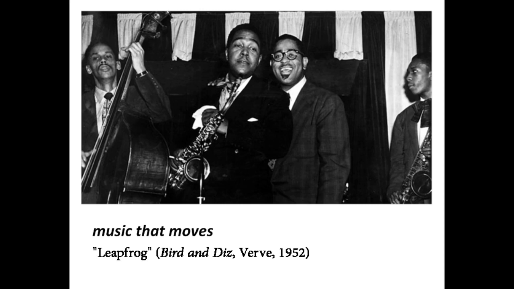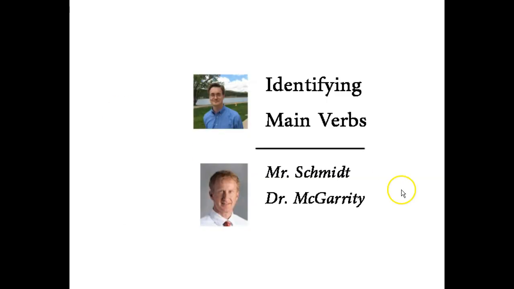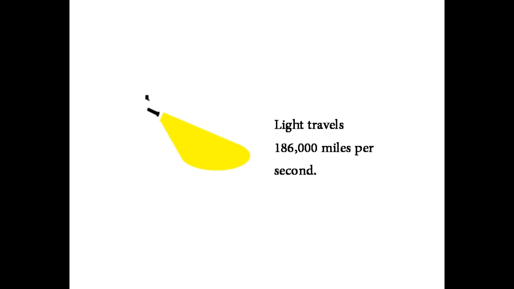And the reason this is relevant to our lesson today is that verbs, especially the main verbs in your sentence, have the power to make your sentences move like that. They create motion and energy in your sentence. So you want to learn what they are and how to use them. And that's what we want to do today. Let's consider a sentence. This is a sentence about motion. Light travels 186,000 miles per second. It's true, by the way.